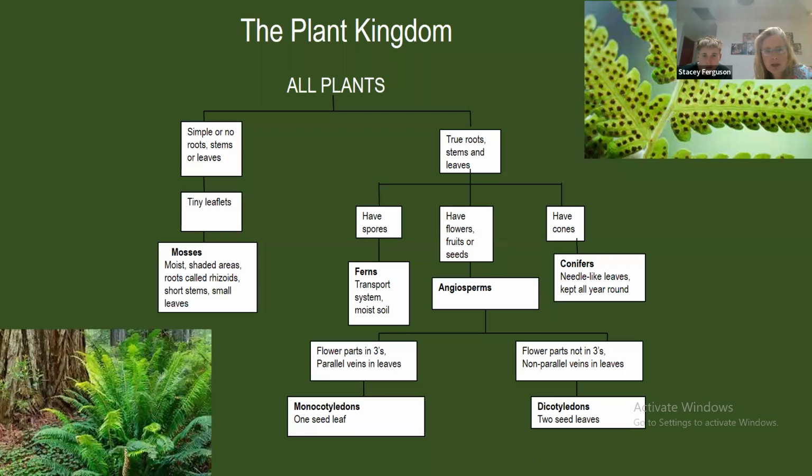So if you talk about the picture at the top or the bottom? They're both the same plant. Sorry, I should have said that. Definitely, they've got the roots and stems and leaves. Thank you very much. So it's got true roots, stems and leaves.